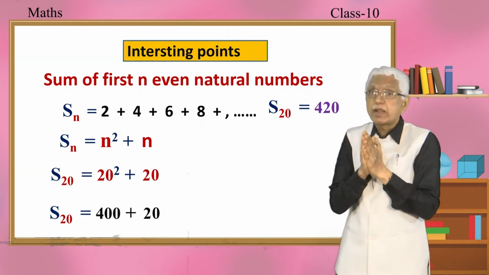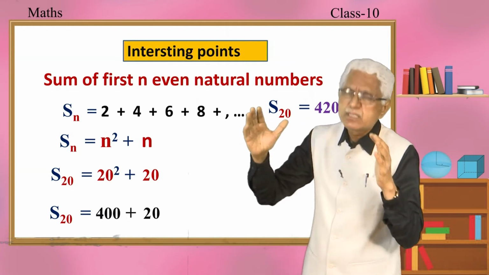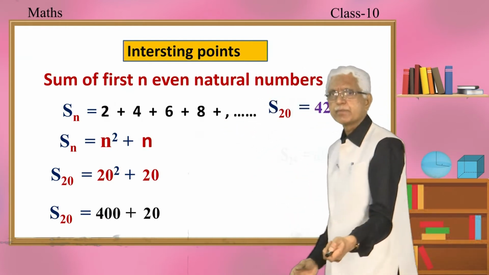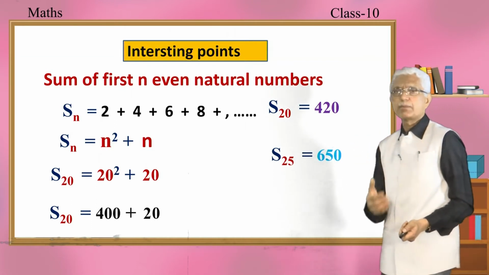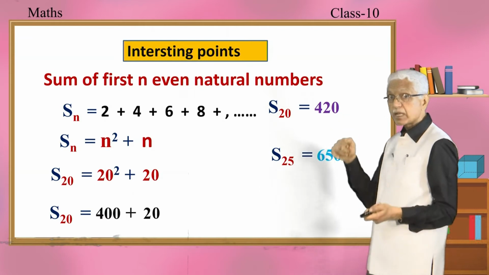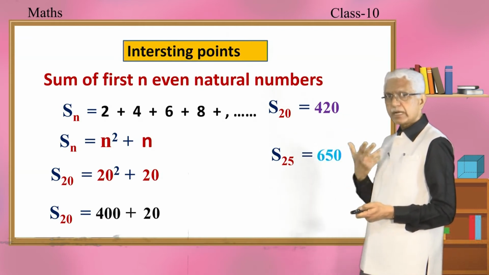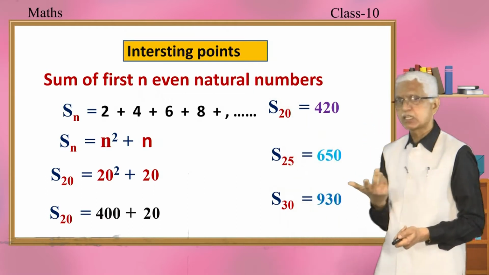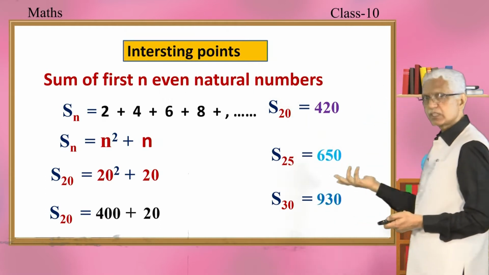Suppose I want you to find the sum of the first, say, 25 or 30, let us see. Let us see, my dear children. You want to find the sum of the first 25, correct. It is n square plus n, the general formula, 25 square plus 25, correct. 25 square is how much? 625, plus 25 is 650.